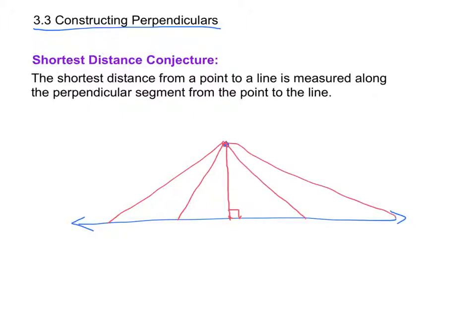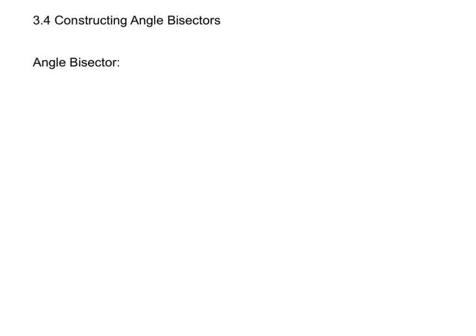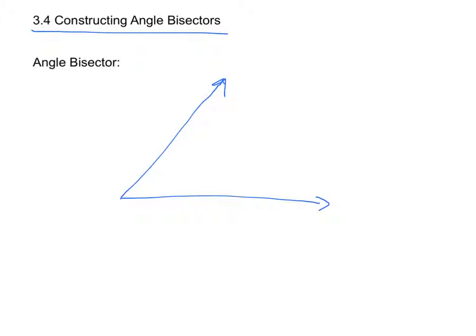Okay, so section 3.4 covers angle bisectors. So an angle bisector is a line that splits an angle into two halves that are congruent or equal. So if we have our angle here, and let's say it's 48 degrees, then the bisector is going to go right here, and it's going to split this into two angles that are each 24 degrees.